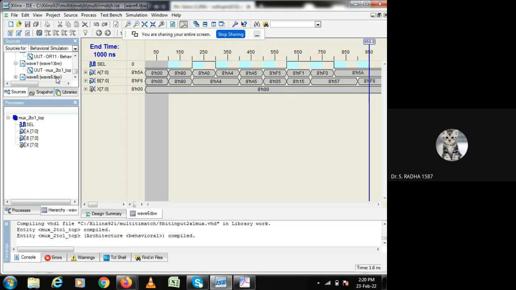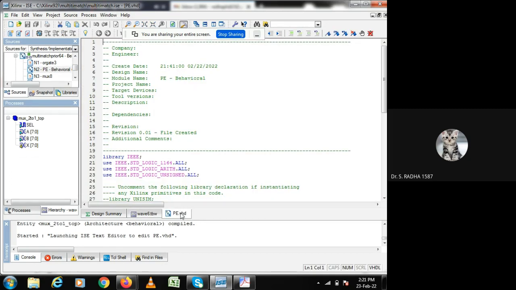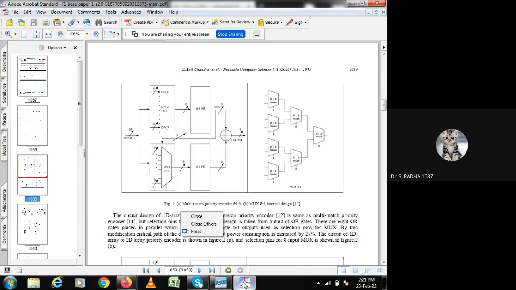This is a 2x1 mux. This is also a 2x1 mux. So for the priority encoder, I didn't activate the waveform, but I have the file. The priority encoder file is there. Last time itself we got the output waveform, so it is working. I have just taken it for the structural model. I will simulate and give the priority encoder. It is working.